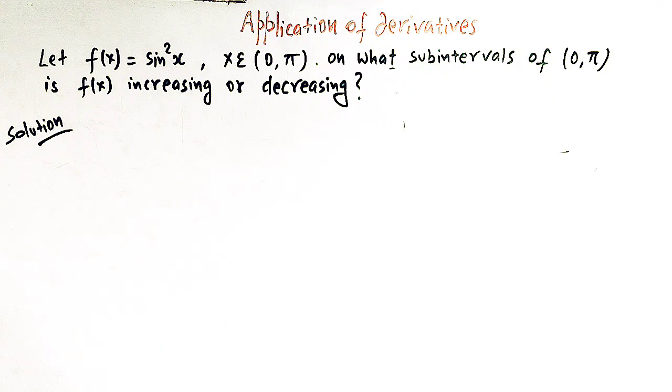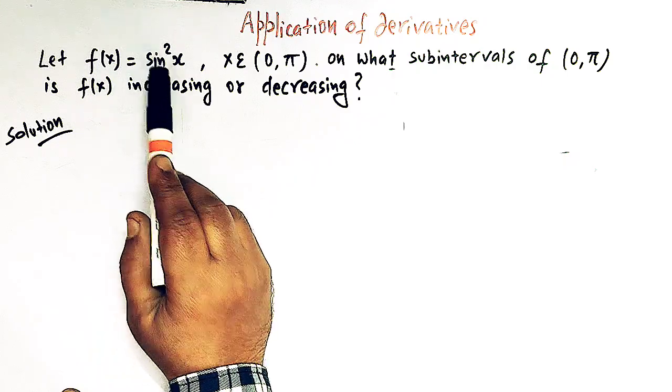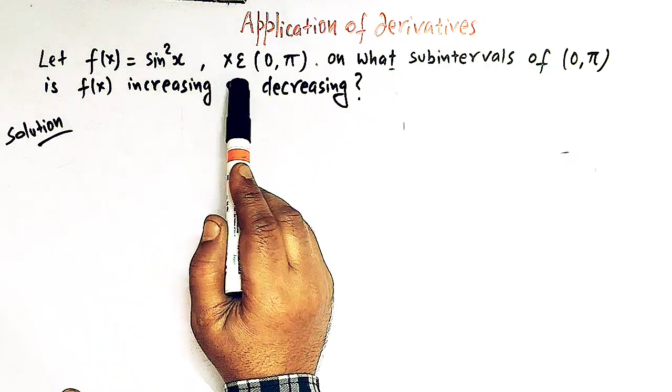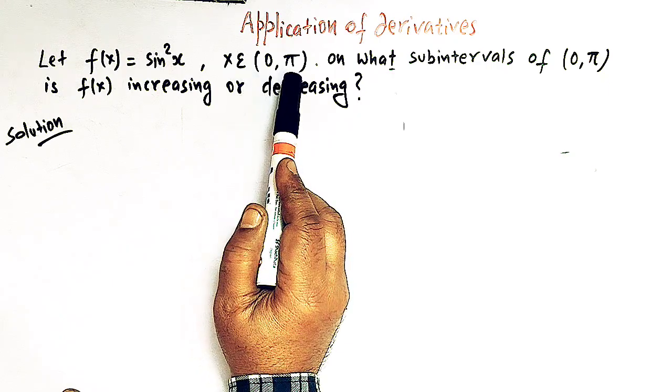Hello viewers, in today's session we are going to discuss an important problem from application of derivatives, that is increasing and decreasing functions. So here we have this problem where we are given a function f of x equal to sine square x, where x belongs to the open interval 0 comma pi.